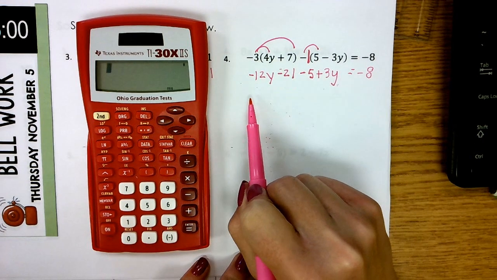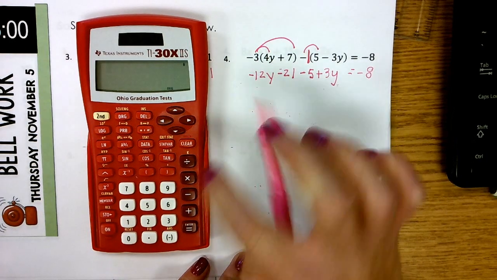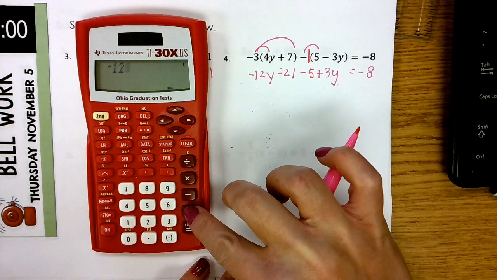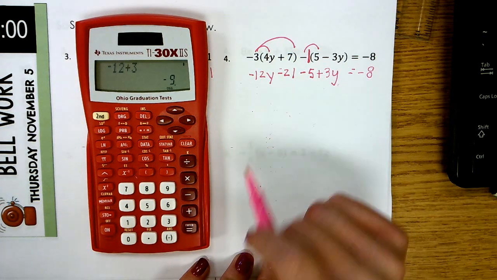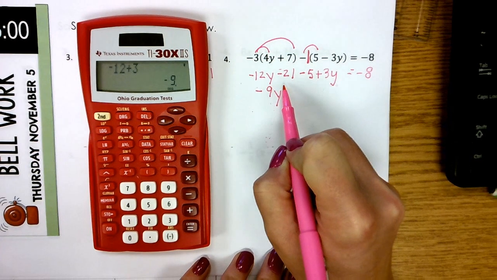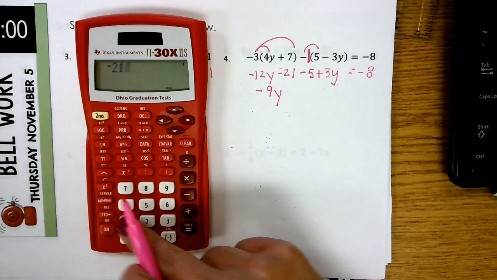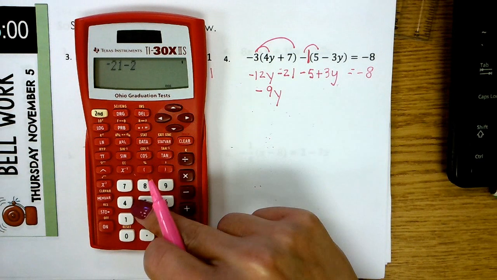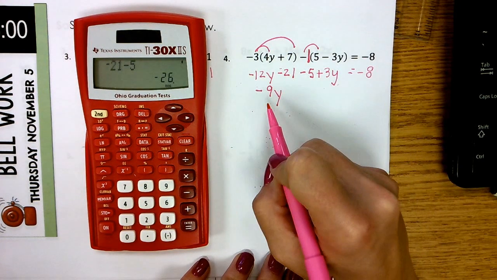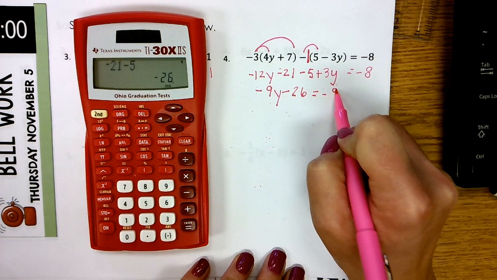Now on the left-hand side here, again, we're going to combine like terms. This time I'll start with my y terms because that's what I see first. So we got to do negative 12y plus 3 to give us negative 9y. And then we need to combine our constants. So negative 21 minus 5, again, if you're not sure, put it in your calculator, to get negative 26. So negative 9y minus 26 equals negative 8.